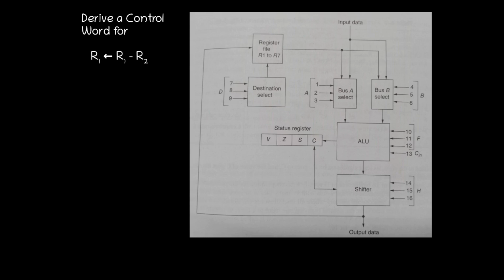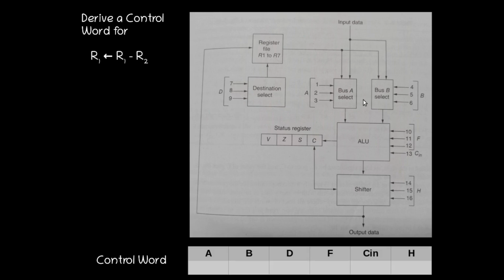Next we can consider how to derive control words corresponding to each micro operation. So first we can consider the micro operation R1 gives R1 minus R2. Then how to derive the control word? Here the operation is a subtract operation, the source registers are R1 and R2, and the destination is the R1 register.